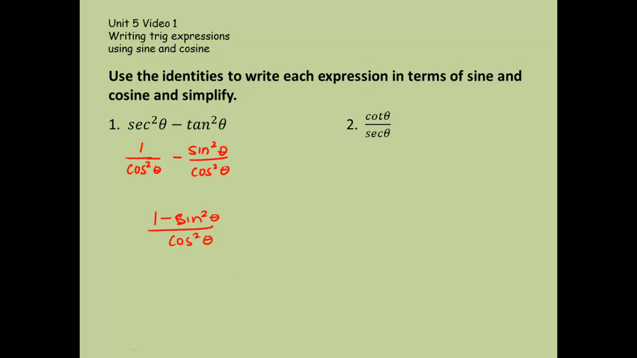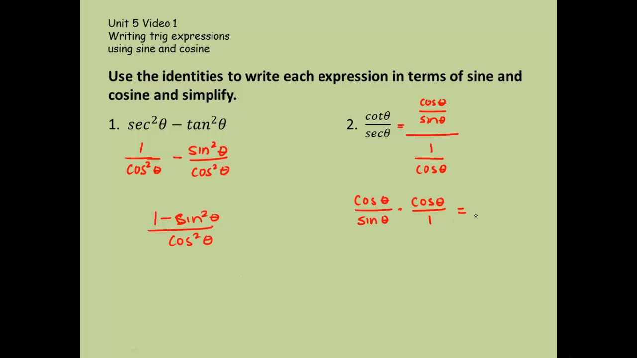The next one is cotangent over secant. So cotangent of theta over secant of theta. Well, I need to start by recognizing that my cotangent is cosine of theta over sine of theta, divided by secant, which is 1 over cosine of theta. Well, this is division, and whenever I have division, I'm multiplying by the reciprocal of the denominator. So I'm going to rewrite this as cosine of theta over sine of theta times the reciprocal, which is cosine of theta over 1.